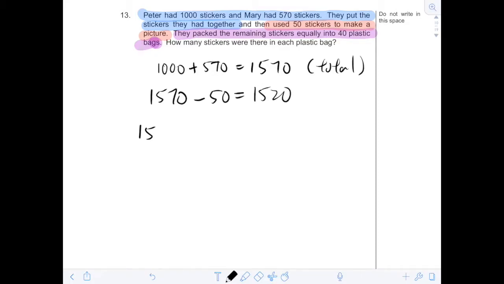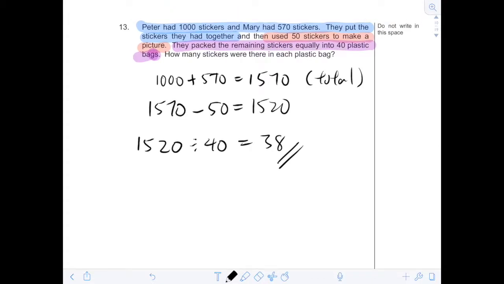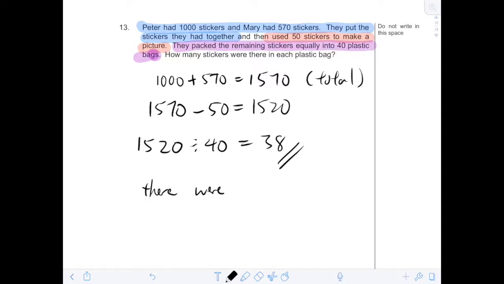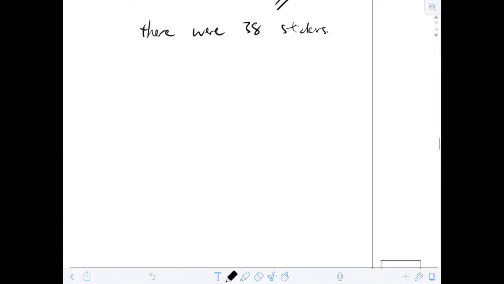So if you want to find how many stickers were there in each plastic bag, just have to take the 1520 divided by 40, which will give you 38. And that's your answer. 4 marks, just like that, 3 lines. So there were 38 stickers. Just a simple statement will do.